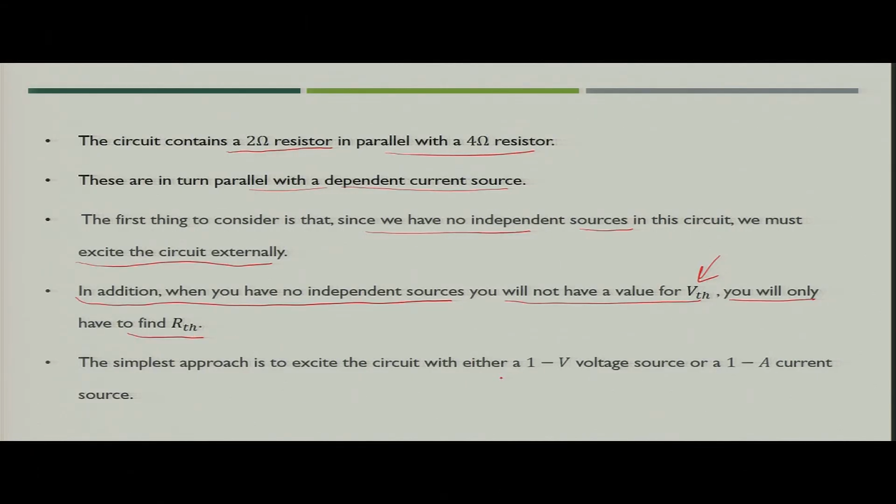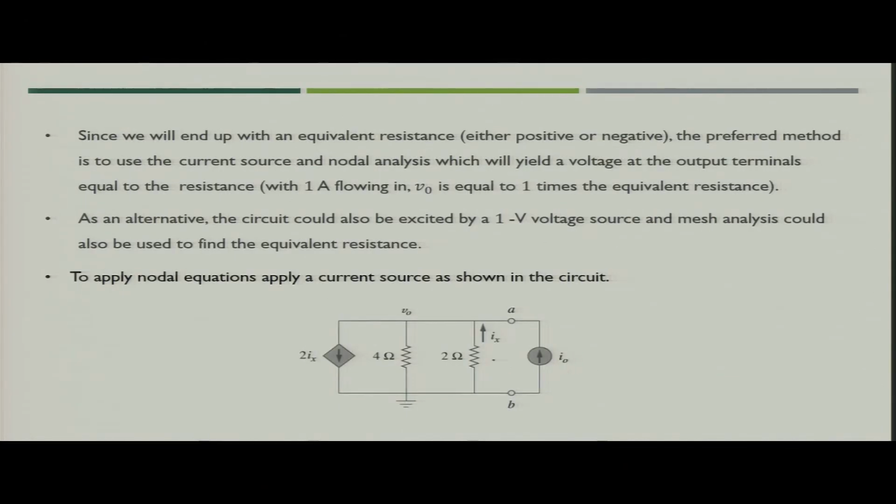So, next the simple approach is either you apply 1 volt voltage source or 1 ampere current source. Now, let us apply one current source and try to solve it. Now, what we will do? We will see that this particular circuit has one node, and the voltage across this particular circuit A B would be nothing but the voltage across both of the resistances also, because all those elements are in parallel.